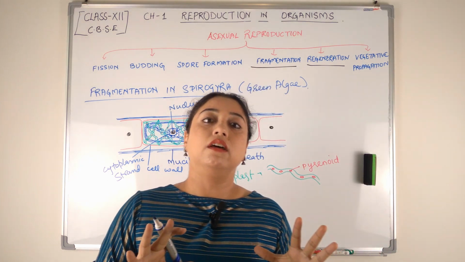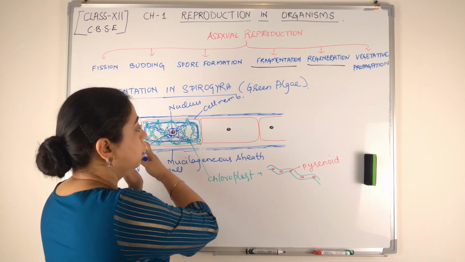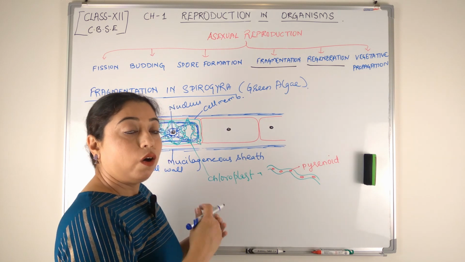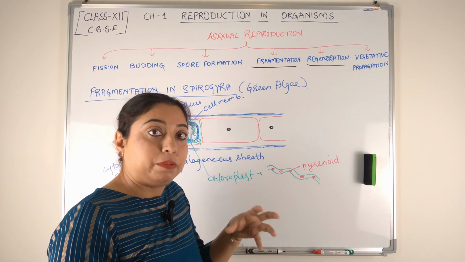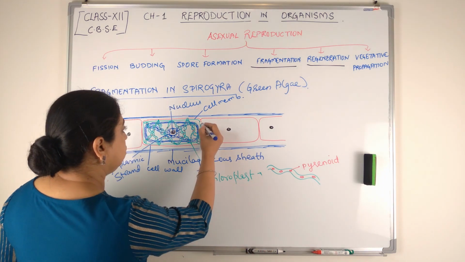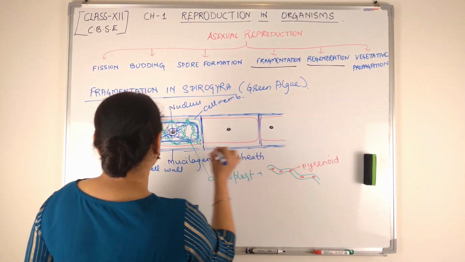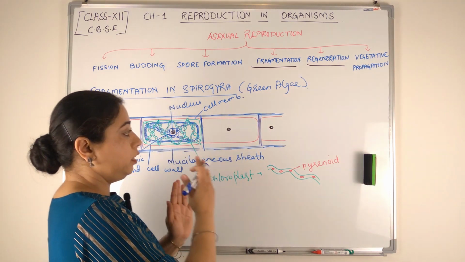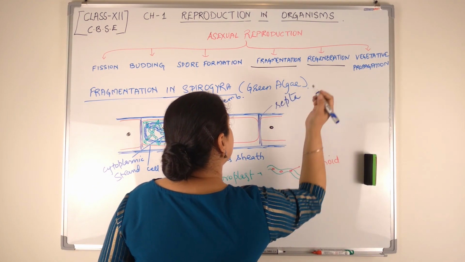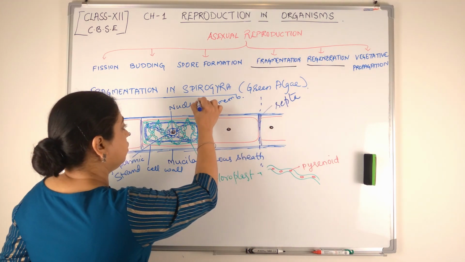Now what happens when Spirogyra matures? The filament of Spirogyra starts breaking into pieces along the septa, along the septal wall. What is septa? The septa is something which separates the two compartments. So in this kind of structure, there is a septa present between each of the cells. So the cut will appear over here.